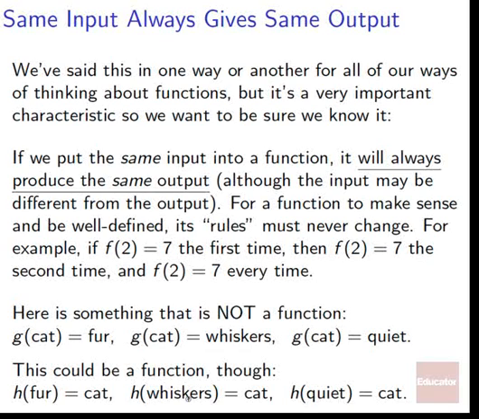We don't know when we plug in cat if we're going to go to fur, whiskers, or quiet, so it's not a function. But we could have a function that was h of fur goes to cat, h of whiskers goes to cat, h of quiet goes to cat. It's not that there's a problem with having us land on the same place, right? No matter what we put in, the function could spit out cat. It doesn't matter as long as the first set we're coming from can't split as it comes out. We can land on the same place, but we can't be coming from one place and go to 2 different locations. We always have to follow one rule, and because we're following one rule, we can't land on 2 different things.